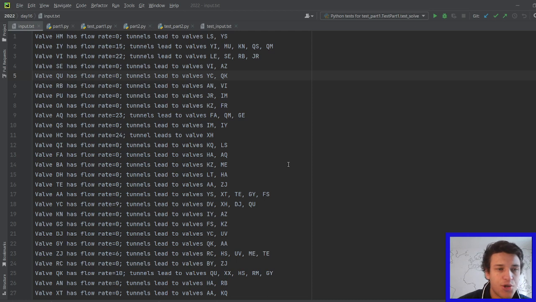Let's have a look at the solution. So first we can look at the input, and we can notice that most valves will have a flow rate of 0. So there's no point opening those valves. And there's only a few valves with a positive flow rate. We'll consider those the active valves.